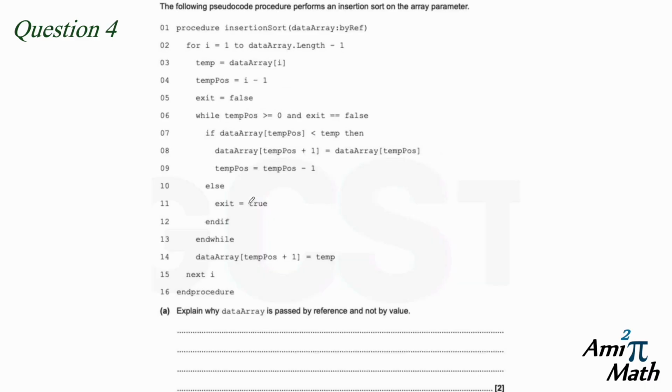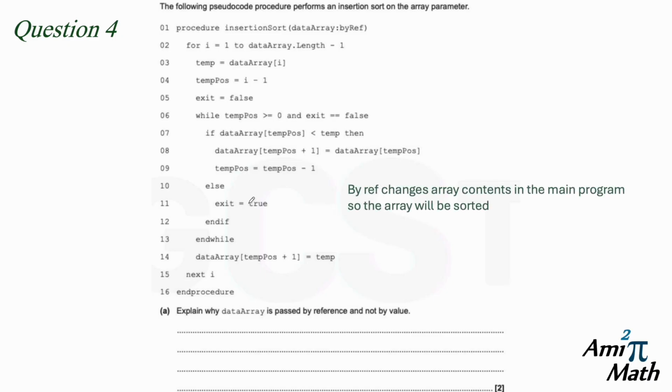Okay, question 4. The following pseudocode procedure performs an insertion sort on the array parameter. Explain why data array is passed by reference and not by value. You can sort of see this question's kind of repeat itself, which is why you should know the basic features of passing by reference and passing by value.